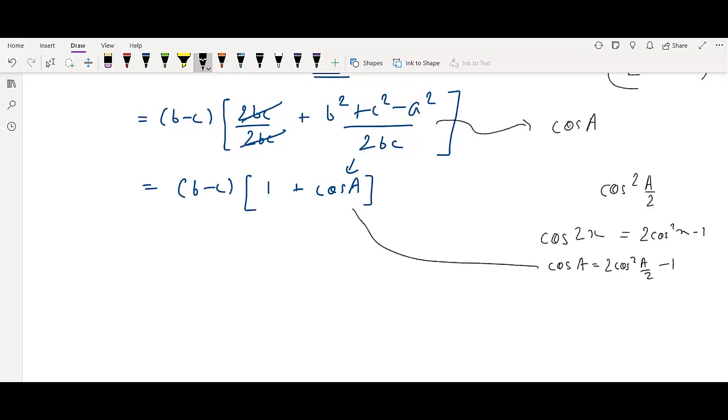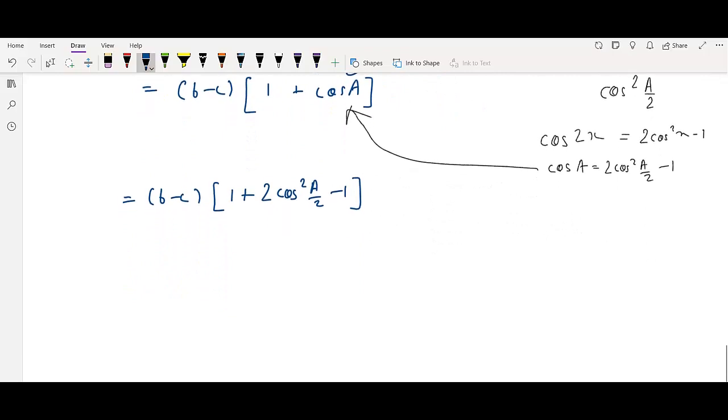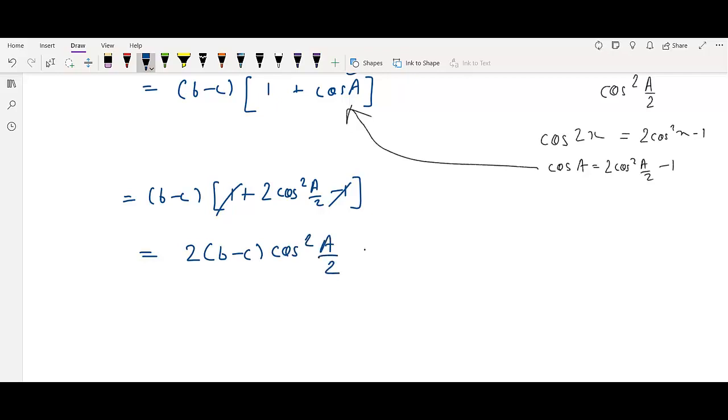Okay, so let us substitute this here, and we'll end up with b minus c, 1 plus 2 cos square a by 2 minus 1. The ones cancel out, so what I'm left with is 2 b minus c cos square a by 2, right, which is exactly equal to the RHS, hence proved.